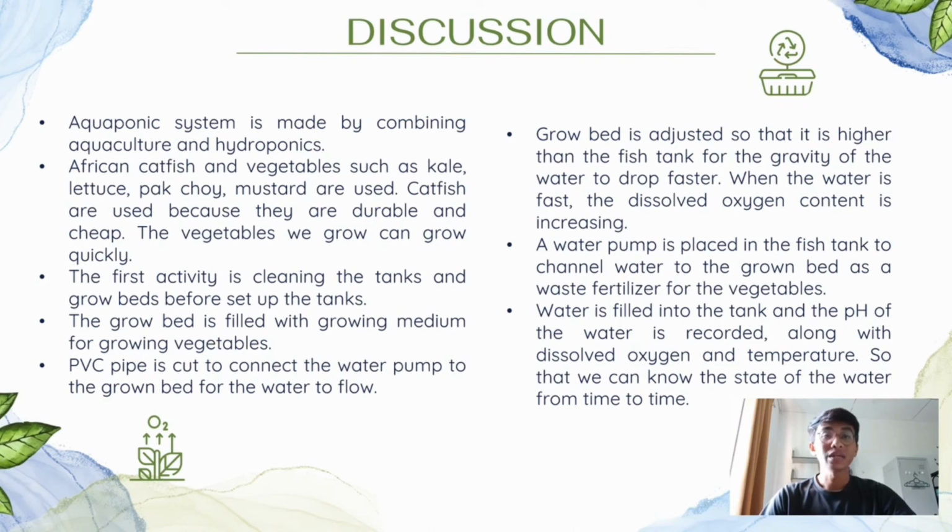The first activity is cleaning the tanks and grow bed before setting up the tanks. The grow bed is filled with growing medium for growing vegetables. PVC pipe is cut to connect the water pump to the grow bed for the water to flow. Grow bed is adjusted so that it is higher than the fish tank for the gravity of the water to drop faster. When the water is fast, the dissolved oxygen content is increasing. A water pump is placed in the fish tank to channel water to the grow bed as waste fertilizer for the vegetables.